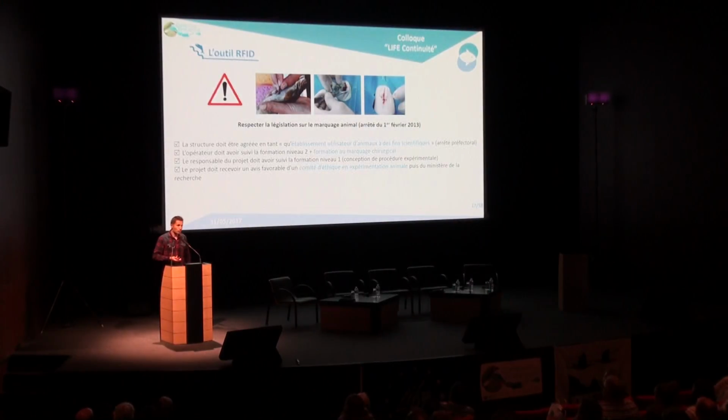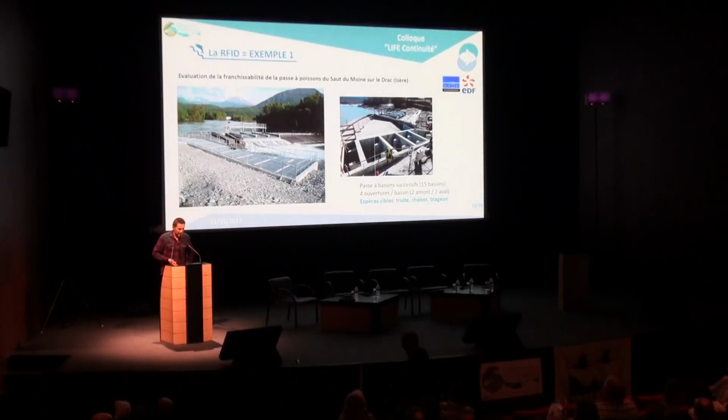A last word before giving you examples. Regulations. We have got laws about the animal marking. So when you have an RFID project, the establishment should use animals for scientific purposes. The people doing the tagging should be trained, and you should receive a favorable opinion from an ethical committee on animal experimentation. So examples.